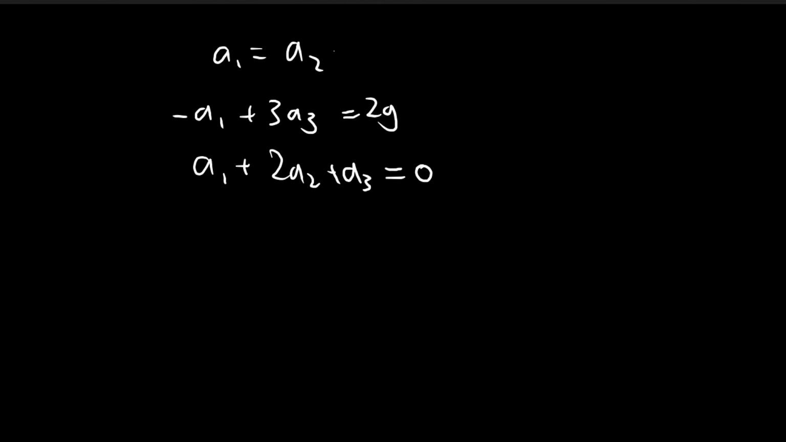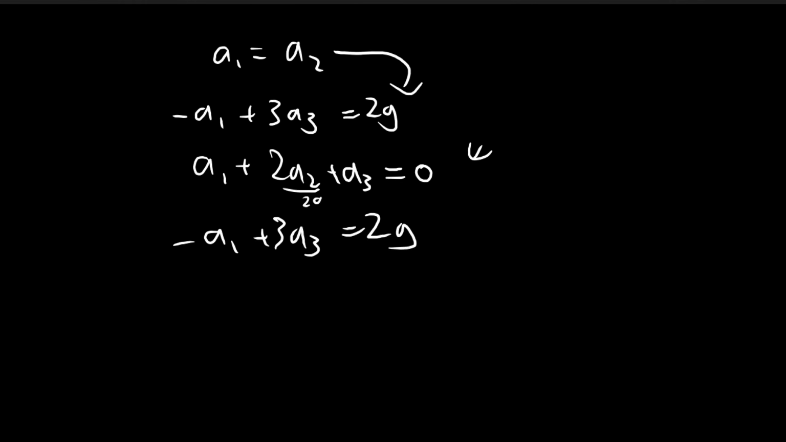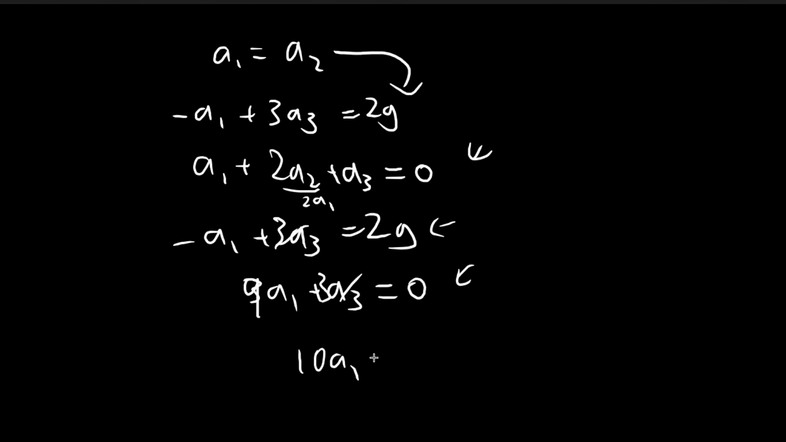So now let's try to substitute this into these equations over here. We have negative a1 plus 3a3, so we can't exactly substitute this in, but we can substitute it over here, and then 2a2 becomes 2a1, and we get 3a1 plus a3 is equal to 0. Now I'm going to multiply both sides by 3, so I get 9a1 plus 3a3 is equal to 0. Then I'm going to subtract this equation from this one. On the left hand side it becomes 10a1, and these just cancel out, and then we have negative 2g on the right hand side.